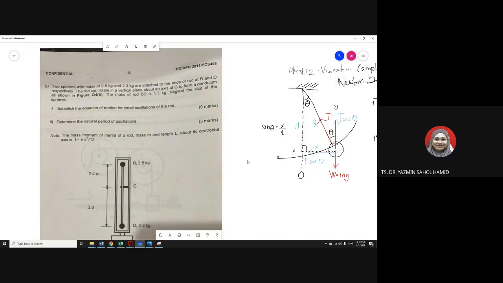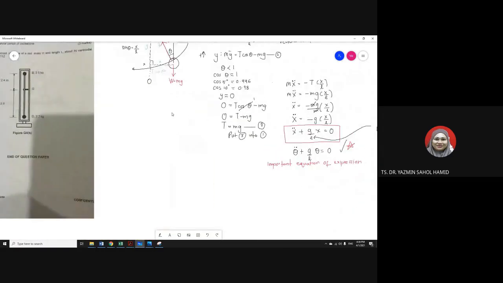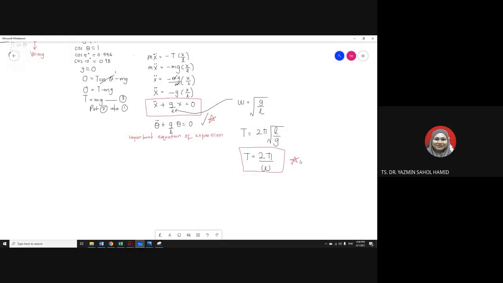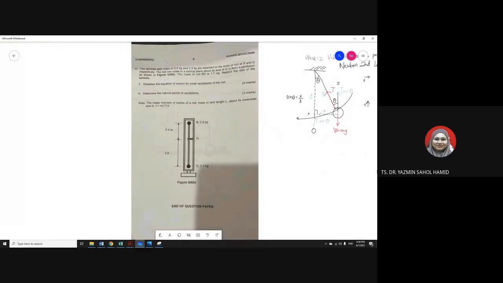For this question, they ask for two things. First, come up with the equation of motion. Second, calculate the time taken for the oscillation to occur. So it's just these two things that we need to do. Let's now do this question. First we need to draw the diagram, the free body diagram. Let's draw the diagram.